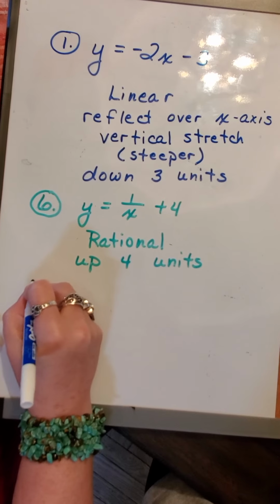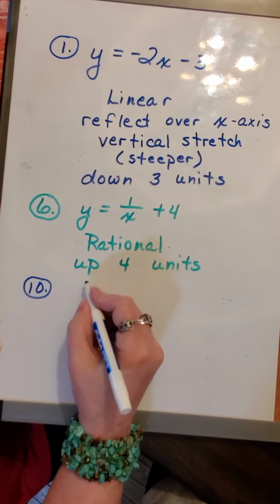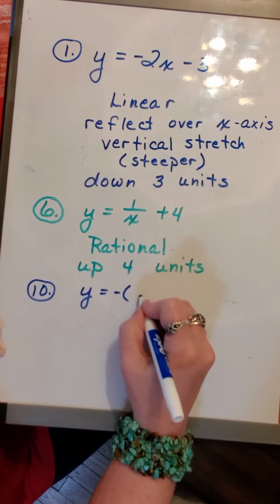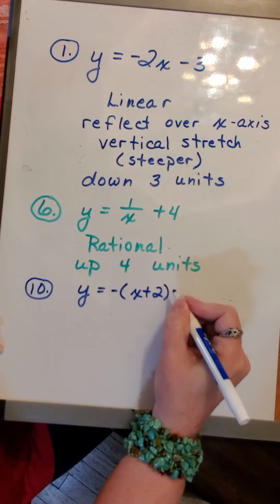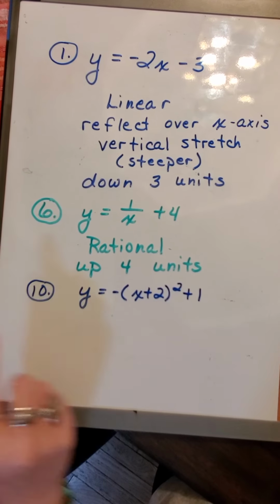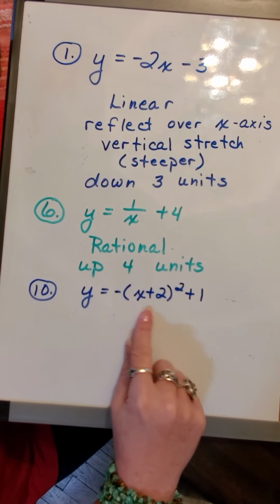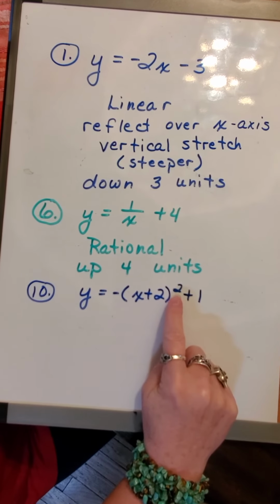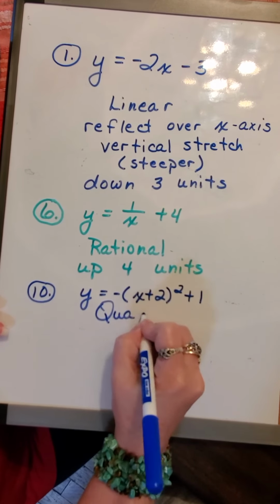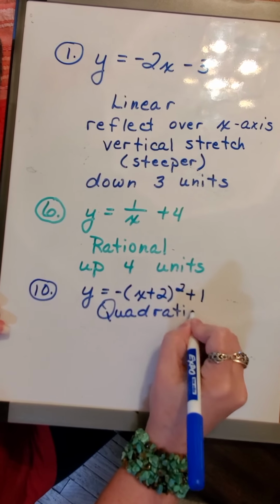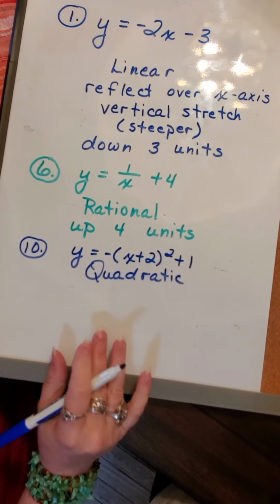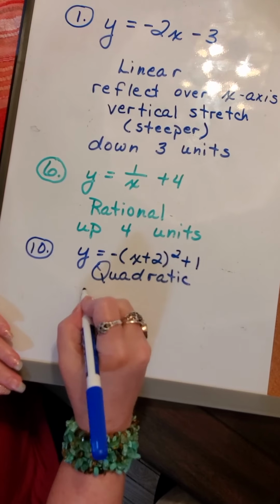Okay, next I'm going to do number 10. Okay, parent function represented here, because this is being raised to the 2nd power, and that's the biggest exponent, then the parent function here would be quadratic. Now there's several transformations taking place here, or actually 3. First of all, the negative, that causes it to reflect.